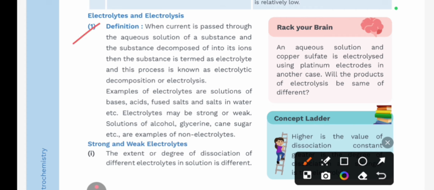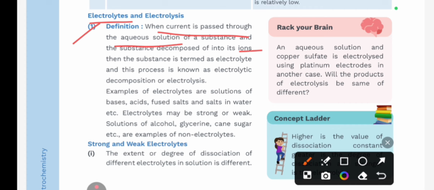So you can see electrolytes and electrolysis. What is the difference between these two? Electrolytes are the compounds, or you can say the substances, in which current can easily flow. The definition: when current is passed through the aqueous solution of a substance, the substance will decompose into ions and the ions carry the current. So this is called an electrolyte.